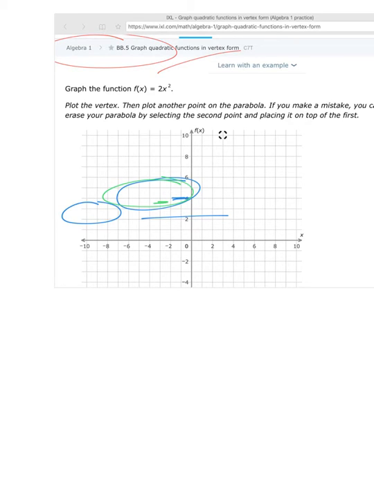And it would be the same thing on both sides. And so this should be 0, 0, and then 1, 2. And once I plot those points, you notice how it shows you, just like using the axis of symmetry, right? It gives you both those points, really, which is kind of cool.